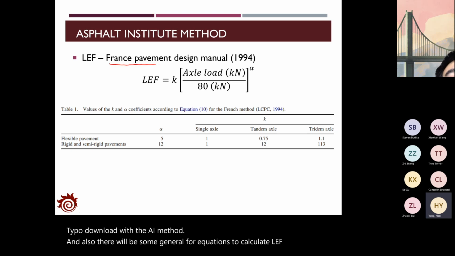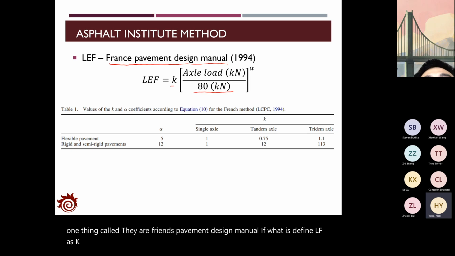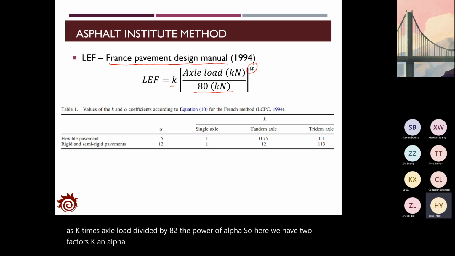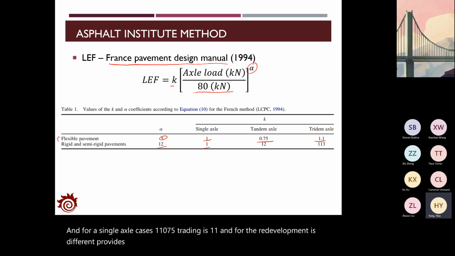There's one thing called the France Pavement Design Manual. It will define LEF as K times axial load divided by 80 to the power of alpha. So here we have two factors, K and alpha. And usually for the flexible pavement, the alpha would be 5, and for a single axial case K is 1, tandem is 0.75, trident is 1.1, and for the rigid pavement it is different. Alpha is 12, single axial K is 1, tandem K is 12, and trident is 113.